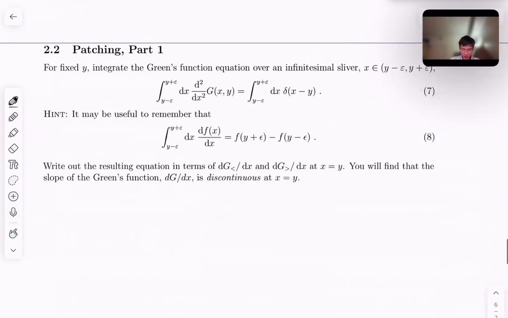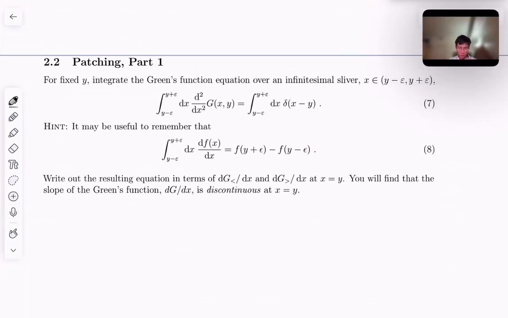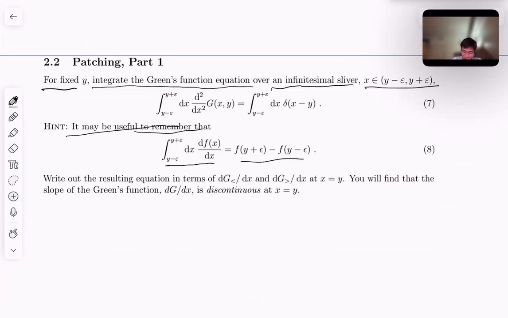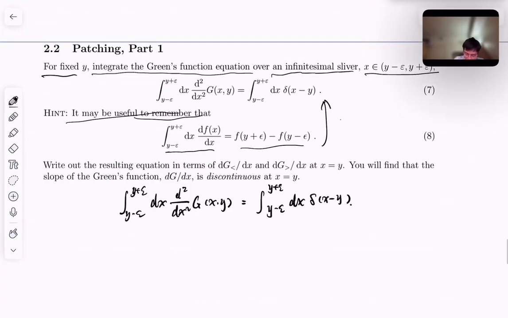Next we solve section 2.2, patching part 1. For fixed y, integrate the Green function over an infinitesimal interval in x. It may be useful to remember this one. We just use this and insert it into this equation.